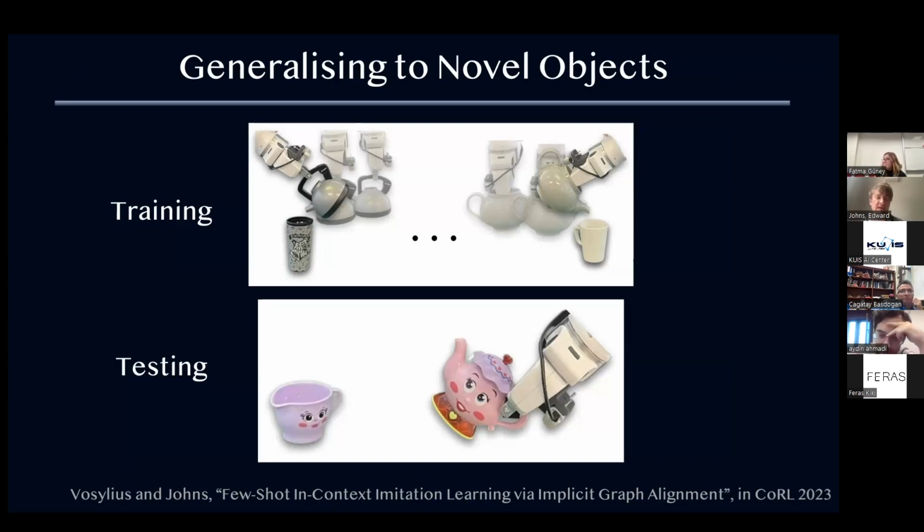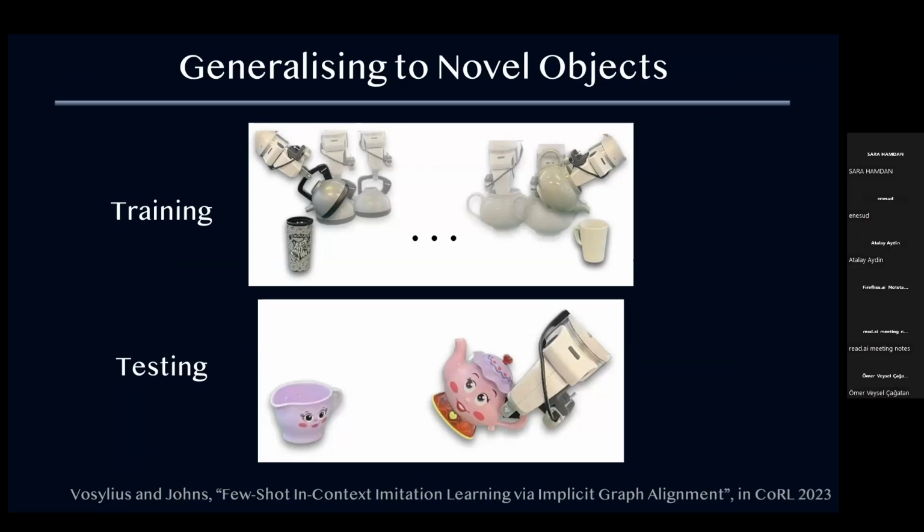So let's say we want to train a robot to pour into a mug from a teapot, but we want this to then generalize to novel shapes of mugs and teapots. So our training data might look like the data at the top here, where we've got different teapots and different mugs, and then the testing data might be the mugs and teapots at the bottom.